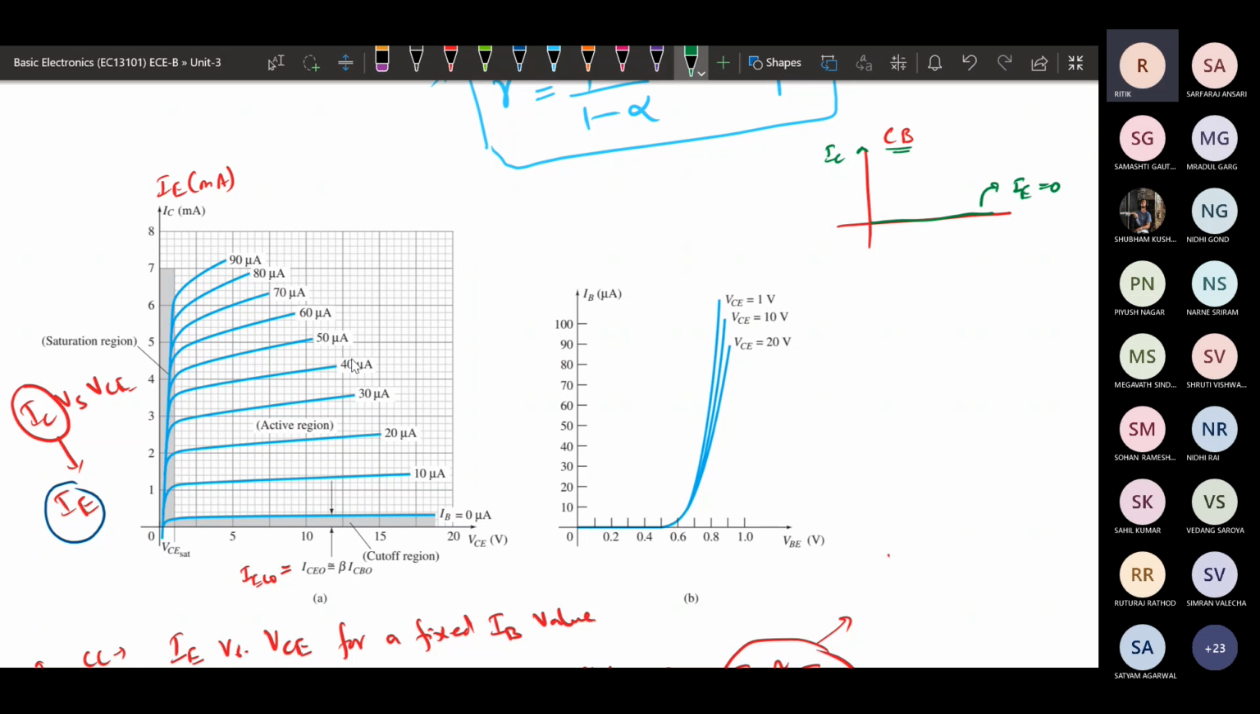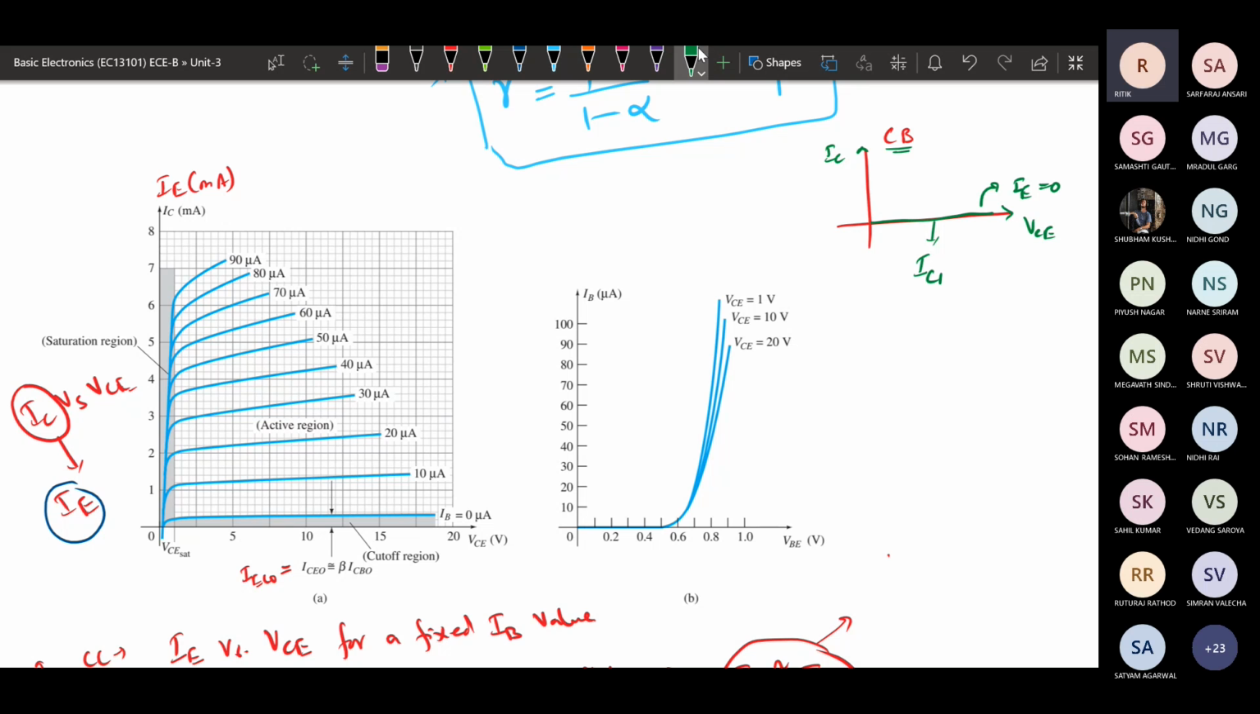Output characteristics we are plotting, so it will be between IC and the voltage, VCE. Okay, so in case of common base, the output characteristics were given when IE, that is the emitter, is open at that time.